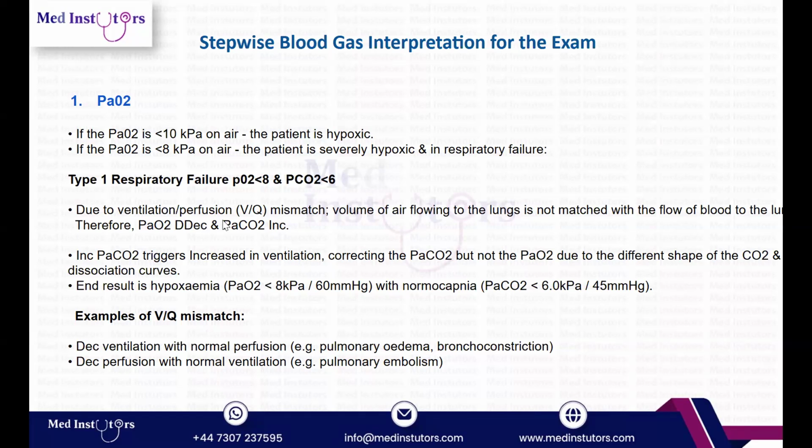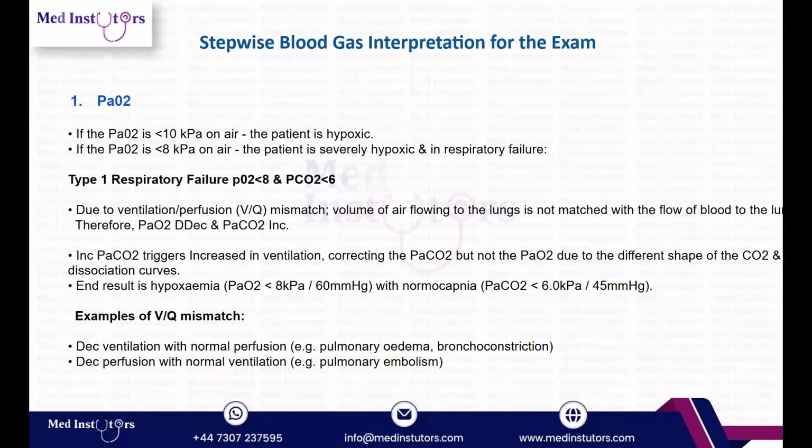What does this mean? The volume of air flowing to the lungs is not matched with the flow of blood to the lungs. Therefore, partial pressure of oxygen decreases and partial pressure of carbon dioxide increases. I just want to highlight a point: how you can, in one line, differentiate type 1 respiratory failure from type 2 respiratory failure just by looking at your arterial blood gases, how you can easily interpret the difference and reach your diagnosis.